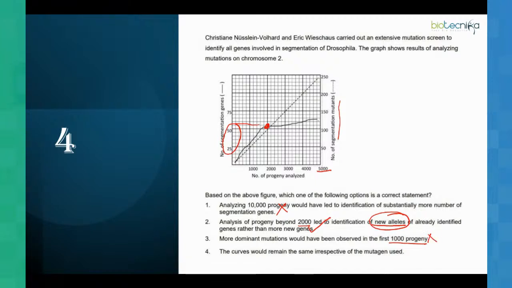The fourth statement: the curve would remain the same irrespective of the mutagen used. That also is incorrect, because this curve will vary with the mutagen that we use. With the mutagen changing, the chemical process of how it is causing the mutation will also change. So the curve will not remain the same. When we change the mutagen, the overall nature of the graph will change. So the answer will be option 2. Only statement 2 seems like the most correct answer.